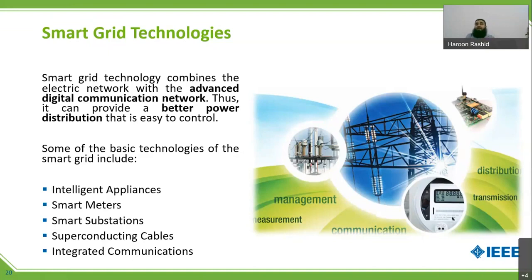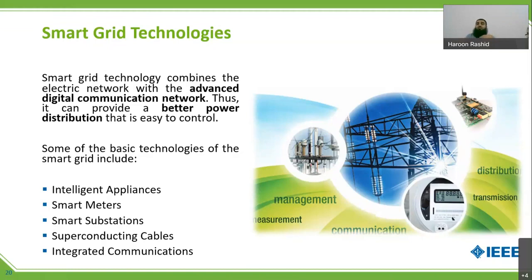Among smart grid technologies, the first thing is intelligent appliances. So what are intelligent appliances? You may have heard of smart homes, in which everything is smart. Whenever you hear the word smart, there is something digital. Digital communication is involved, and you can control them through your mobile phone or your devices, or maybe from your web browser and so on. So that is intelligent appliances.